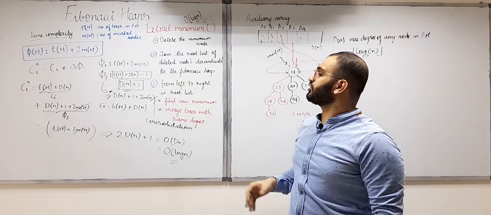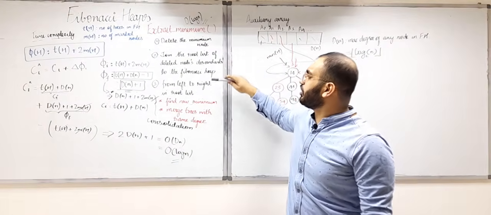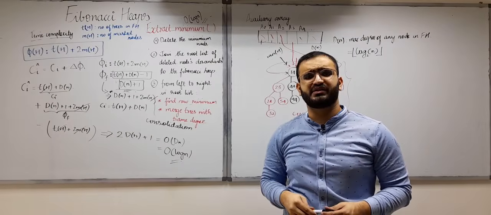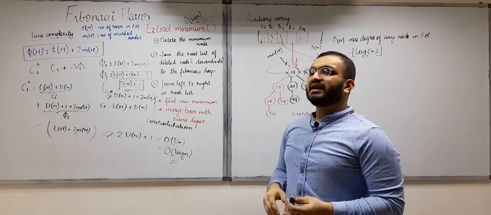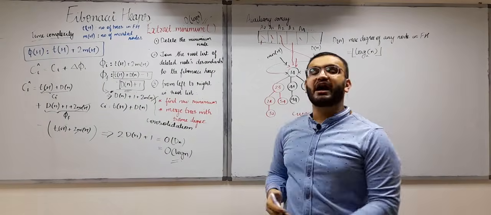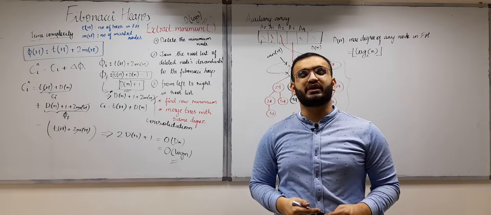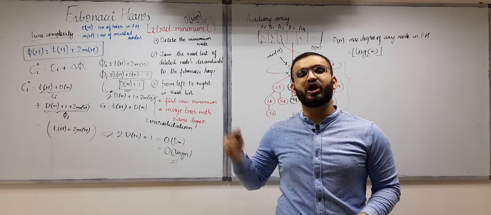So that's all for this operation of extract minimum, in which we saw how to do these 3 steps and we calculated the amortized time complexity for this operation. In the next video, we will see how we perform the decrease key operation and the delete operation in Fibonacci heaps. That's all from this video.